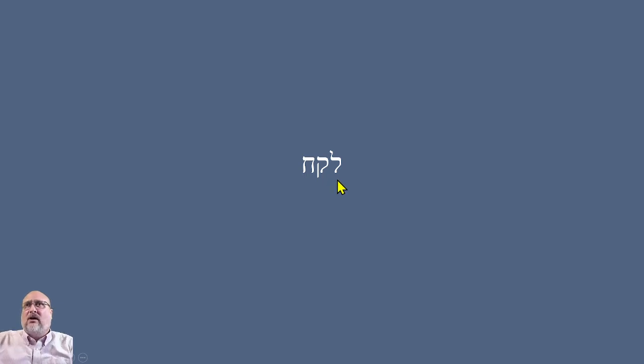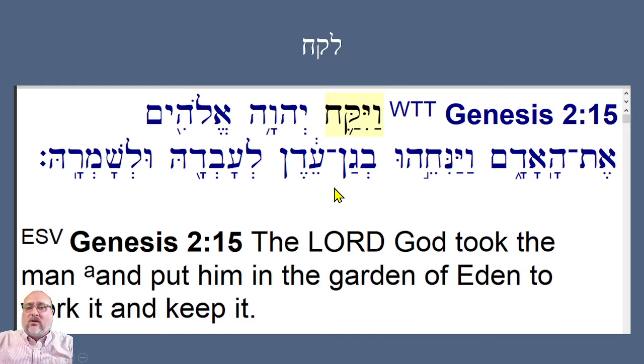Lakach, take. I don't really have a great mnemonic device for that one. Odd thing, a lot of times the lamed will be absorbed in the next letter. That's what's happened here.